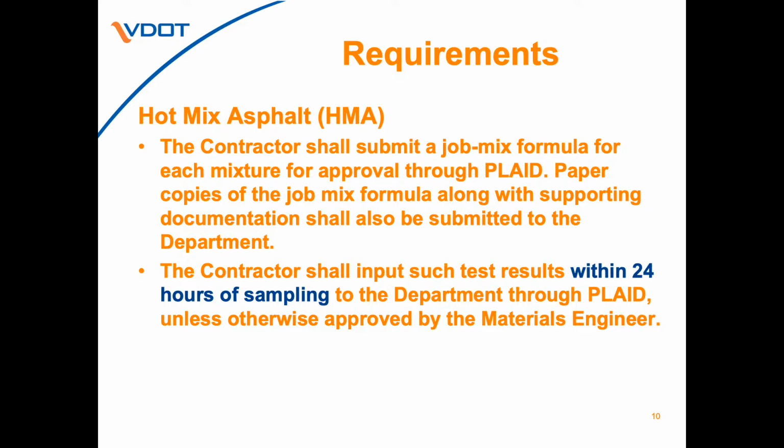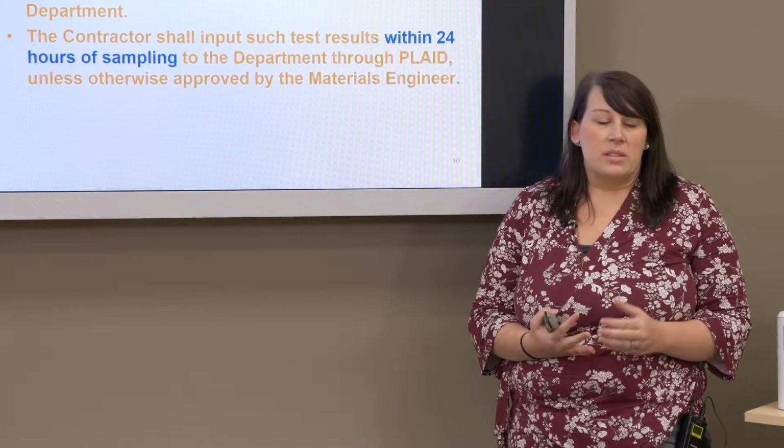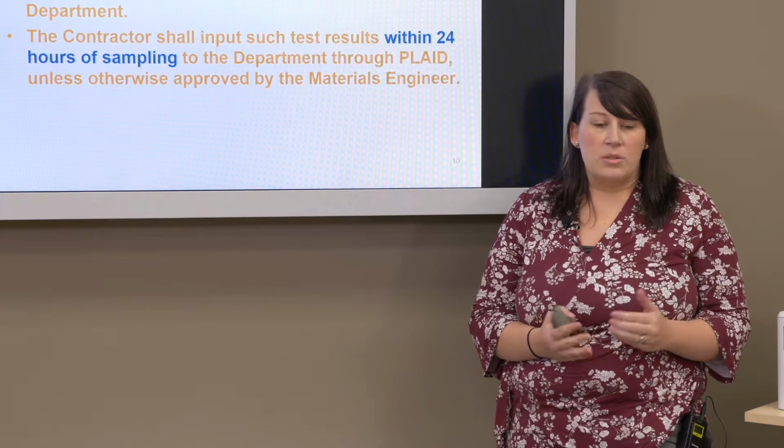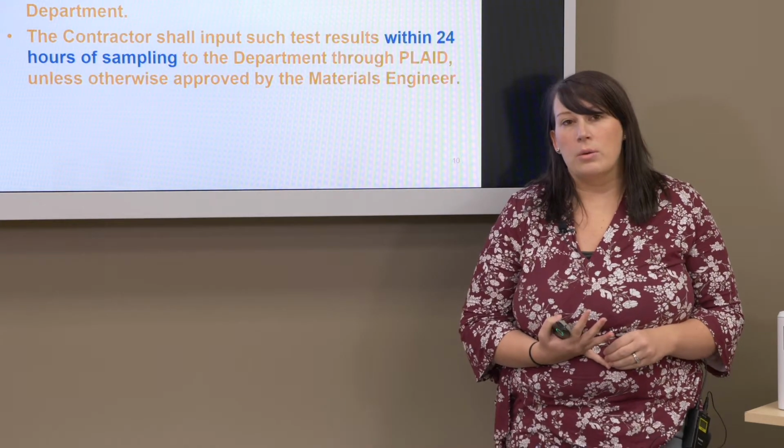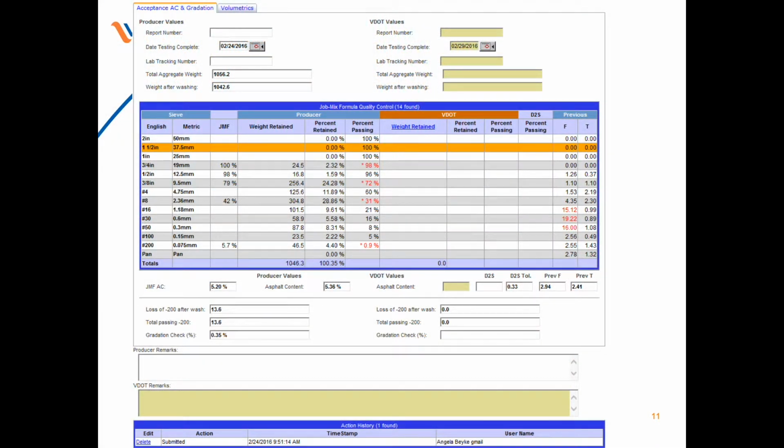And then the second requirement that's very important is the contractor shall input any test results within 24 hours of sampling to the department through the system unless otherwise approved by the materials engineer. So unless the materials engineer waives a weekend, waives a holiday, those test results need to be put in within 24 hours. This form is where you put your test results in.